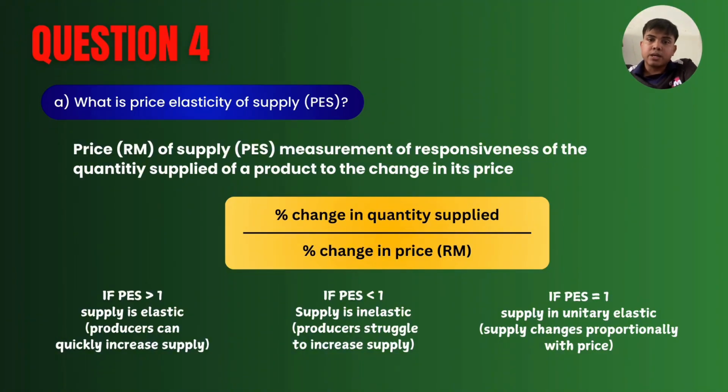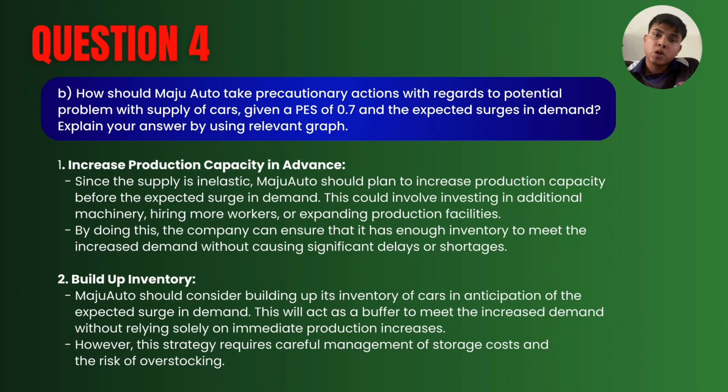Okay, now let's apply this concept to a real scenario. Maju Auto, a car manufacturer, has a PES of 0.7. Since this value is less than 1, we know that its supply is inelastic. This means that when demand increases, Maju Auto will struggle to quickly ramp up production. So, what precautionary action should Maju Auto take to handle a demand surge?